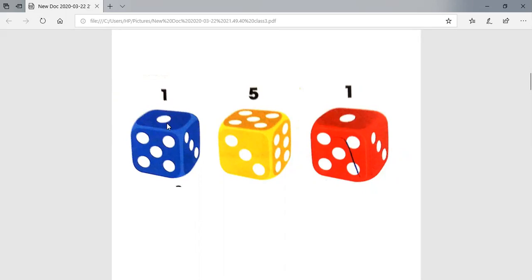The score is one now. The blue, its score is one. Here, the yellow color, the score is 5 because it is given 1, 2, 3, 4, 5. Your red cube also, look at here, this is also 1. So blue color score 1, yellow color score 5, and red color score 1. That means the numbers on the top, we are getting the score.